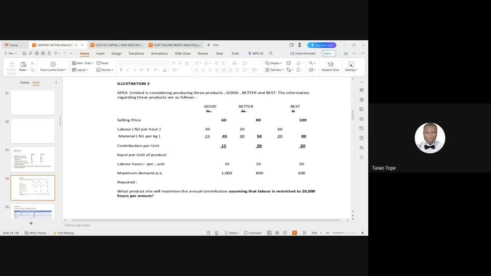Now, you have maximum demand per annum for each of the products. Now, for you to produce 1 unit of good, how many hours do you need?